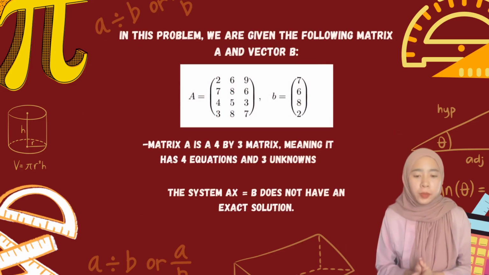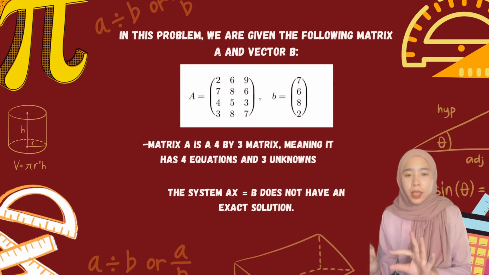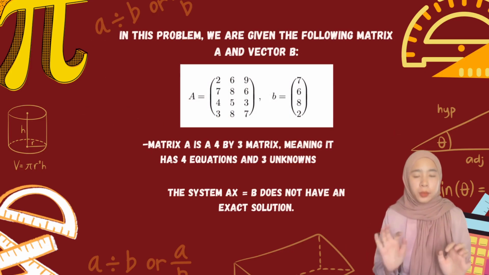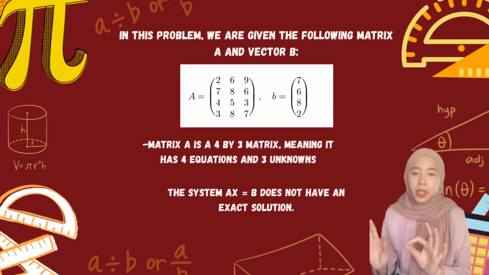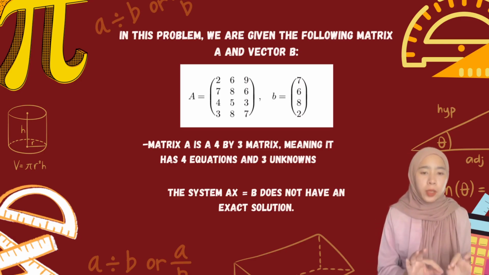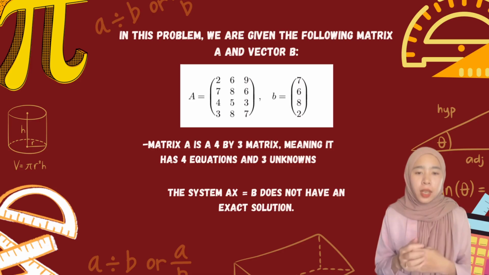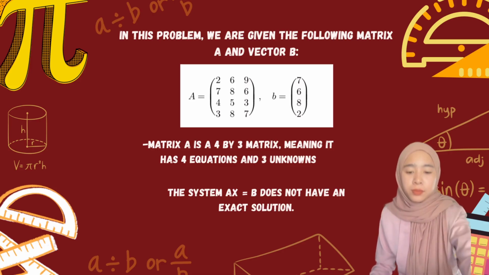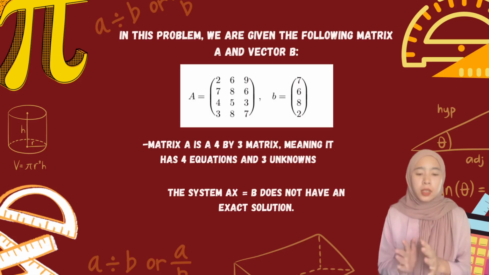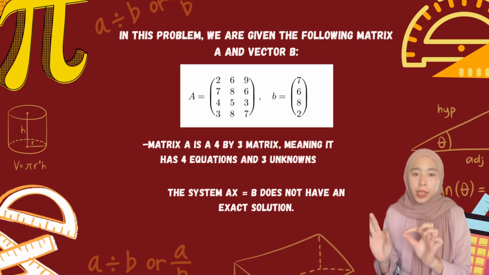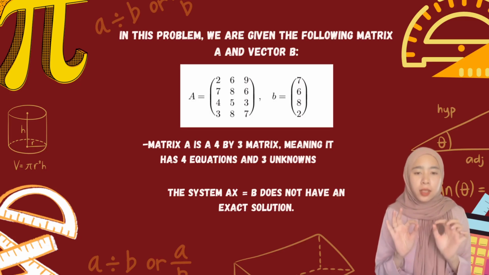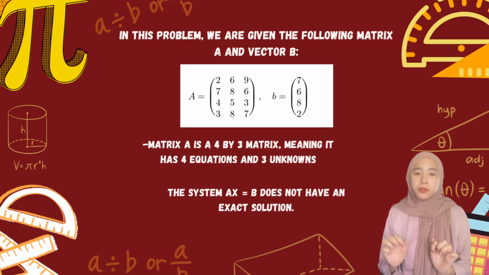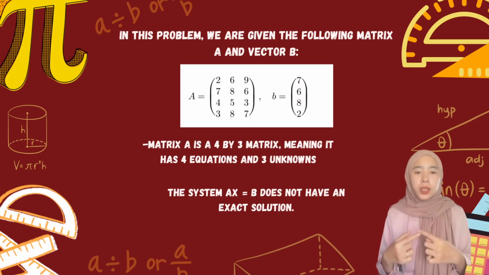In this problem, we are given the matrix A and also the vector B. As we can see here, the matrix A is a 4 by 3 matrix, which means it has 4 equations and 3 unknowns. Because of this, the system AX equals B does not have an exact solution because the number of equations is greater than the unknowns.